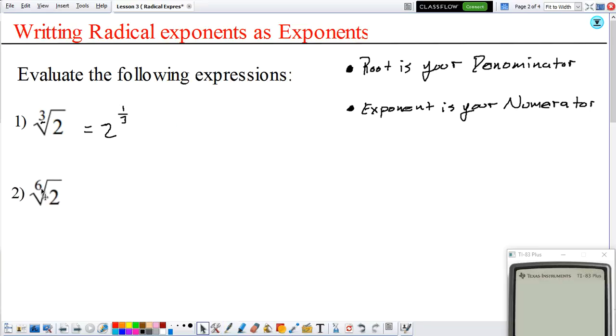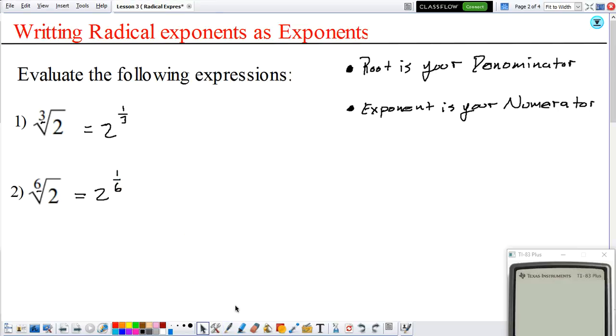Same idea here. Let's look at example 2. The base is 2. If I want to rewrite it as an exponent, the exponent is going to be a fraction. Is there any exponent around here? No, there's no exponent, so that becomes a 1. My root is 6, so that means that 6 is my denominator.